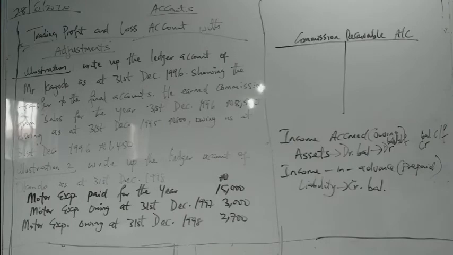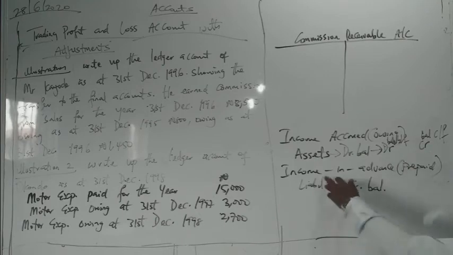So please take note. Income accrued is an asset. I explain why: you are expecting the income, even though you have not received it, but it is due to you, the business. That is an asset to you, and it has a debit balance. Having a debit balance means the opening balance will be on the debit side, while the closing balance will be on the credit side.